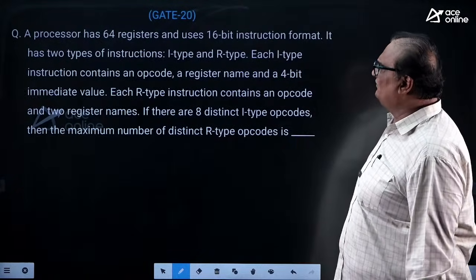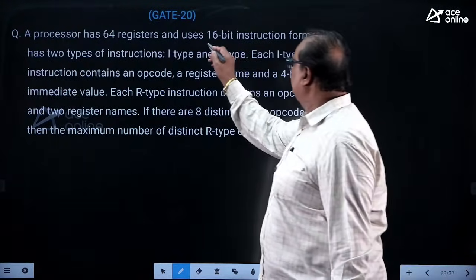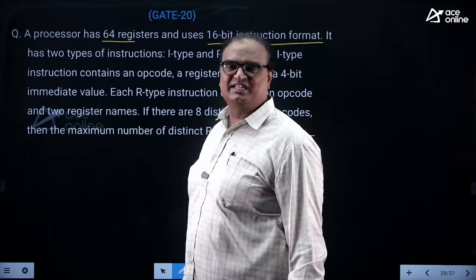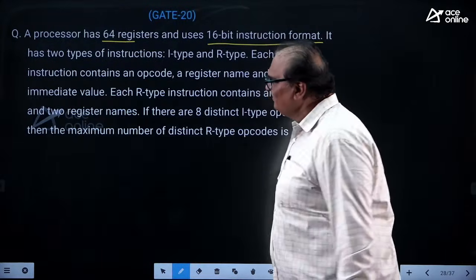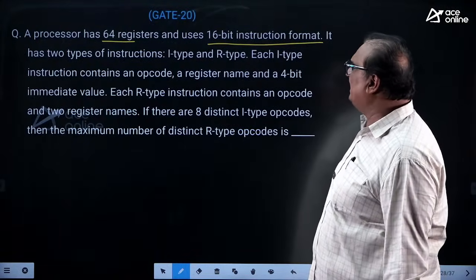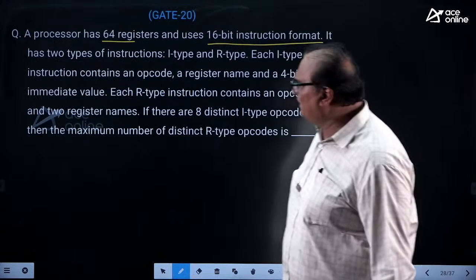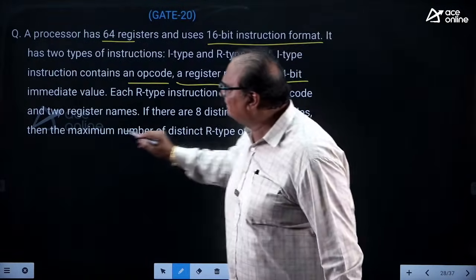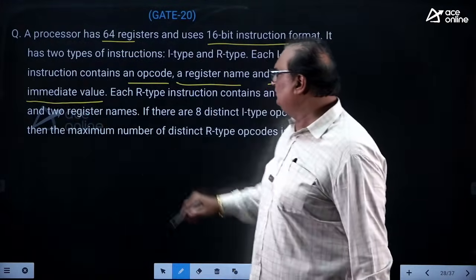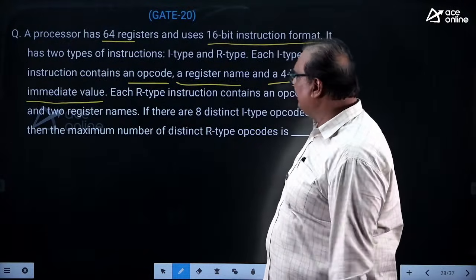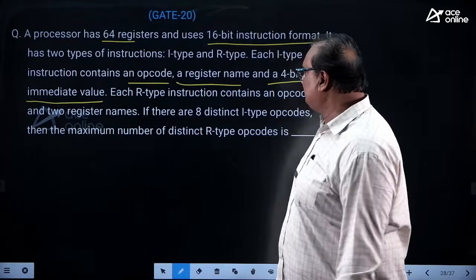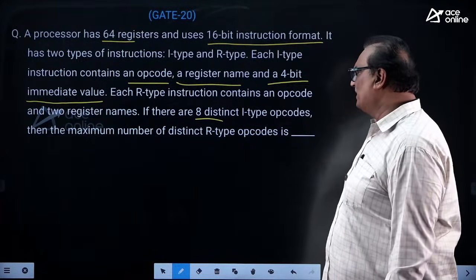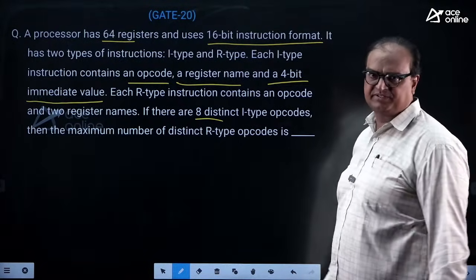A processor has 64 registers and uses a 16-bit instruction format. Instruction size is 16 bits. It uses 64 general purpose registers. It has two types of instructions, I type and R type. Each I type instruction contains an opcode, a register name, and a 4-bit immediate value. Each R type instruction contains an opcode and two register names. If there are 8 distinct I type opcodes, then the maximum number of distinct R type opcodes is dash.